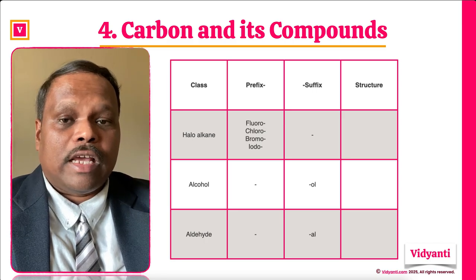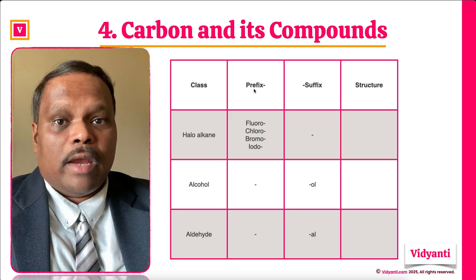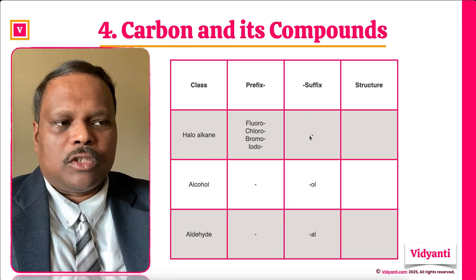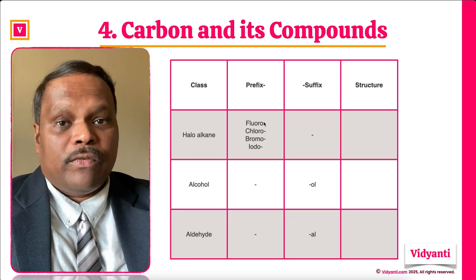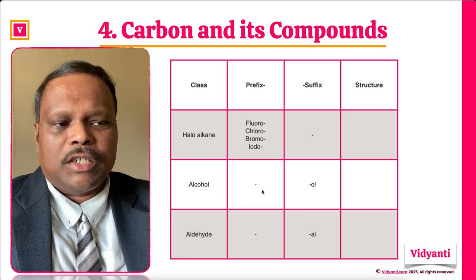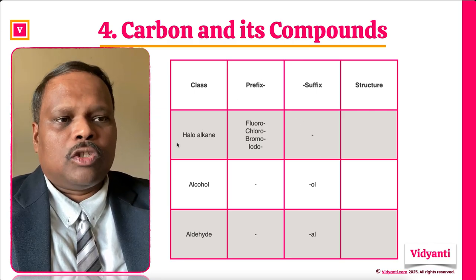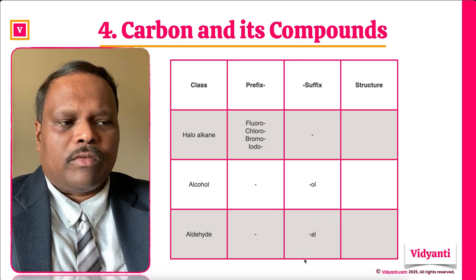Collectively they are referred to as halogen atoms, and they will always be denoted by prefix and not by suffix. So here I have put a dash, because haloalkanes are characterized by prefix name, whereas the other things are characterized by suffix name. So either it will be prefix or suffix, it will never be both. For halogen atoms it is prefix, for the remaining it is suffix.